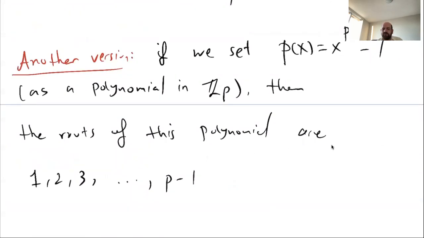Therefore, the roots of this polynomial are 1, 2, 3, all the way to P minus 1. So this is a fact, which is consistent with Lagrange's theorem. Lagrange's theorem said that a polynomial of degree P minus 1 can have at most P minus 1 roots. And this theorem guarantees that for this polynomial, we actually have P minus 1 roots. Which P minus 1 roots? 1, 2, 3, all the way to P minus 1.